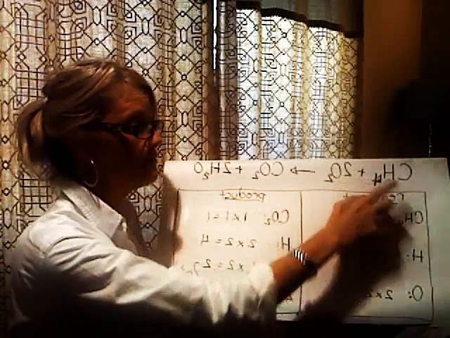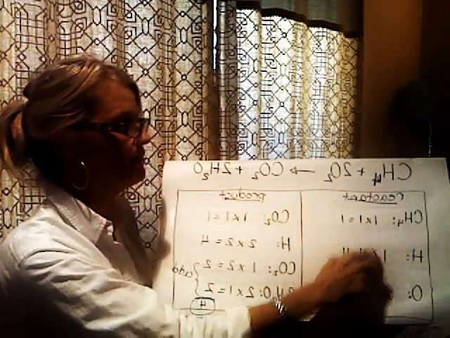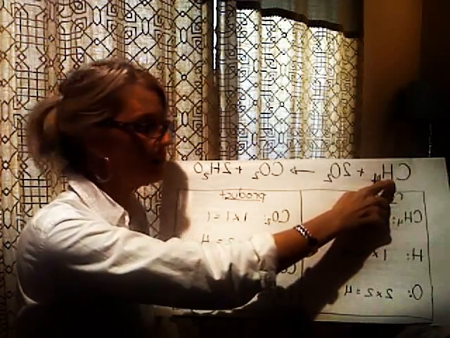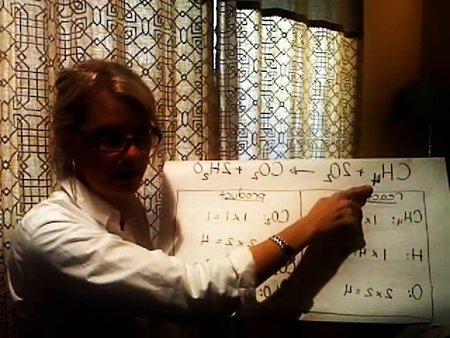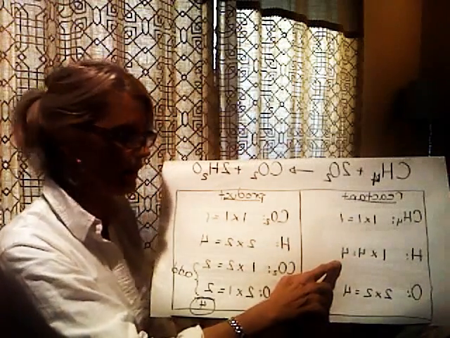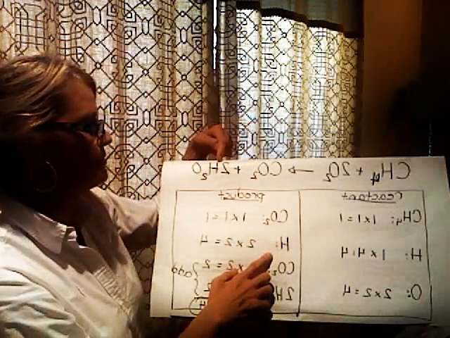Now we're going to move to the hydrogen. Hydrogen, we look to the left. There is not a number to the left, but there is a number to the right in our subscript, so it is 1 times 4 equals 4. Let us look over here to the hydrogen.